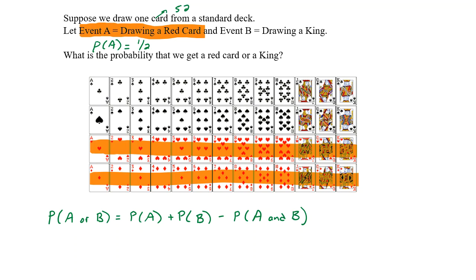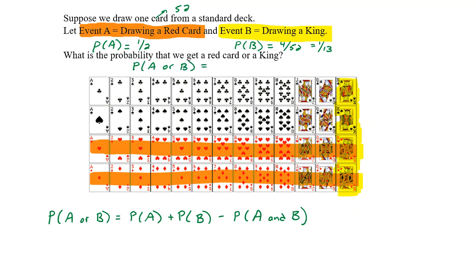All right, let's look at the second event. So the second event is drawing a king. Okay, well, let's just look at that. What's the probability I draw a king? So here's my kings right here. So there's 4 of those. So the probability of drawing a king, which is event B, is 4 out of 52, which reduces down to 1 out of 13. All right, so you might say, well, if I want to do the probability of drawing a red card or a king, then I'm just going to add those together.